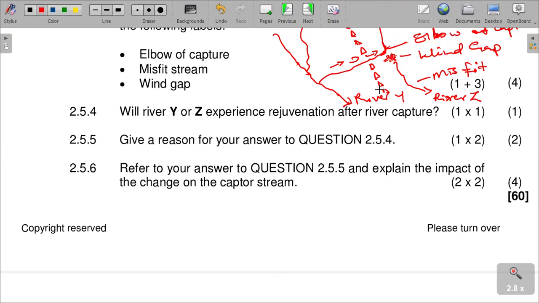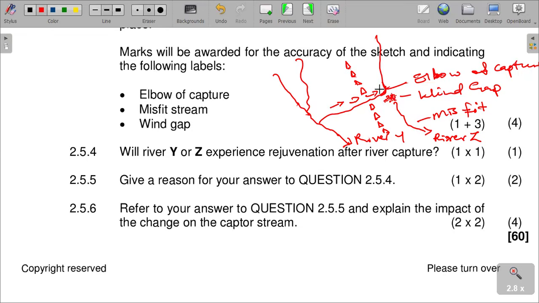And then will river Y or Z experience rejuvenation after river capture? Which river, Y or Z, will experience rejuvenation? We are saying rejuvenation will take place because the waters are now from this river here. The waters are flowing from here, and then they join into river Y. So it is river Y that can have more and more because of increase in discharge. Y is the one that would have rejuvenation. Z will dry out. You need to understand that Z will dry out.